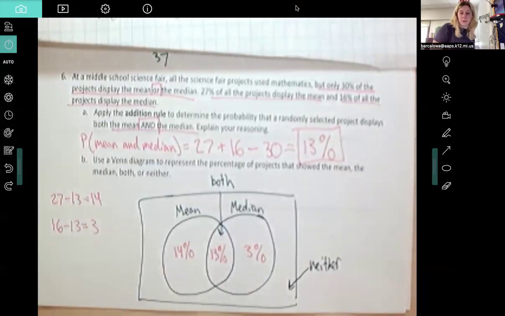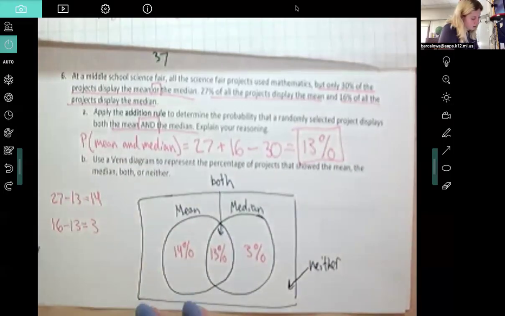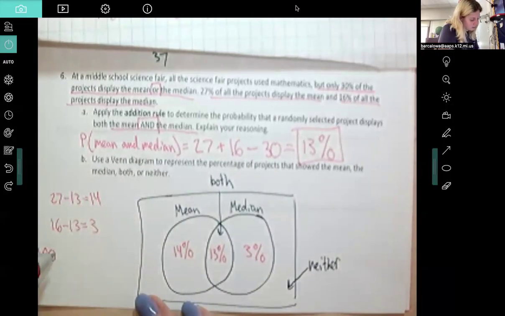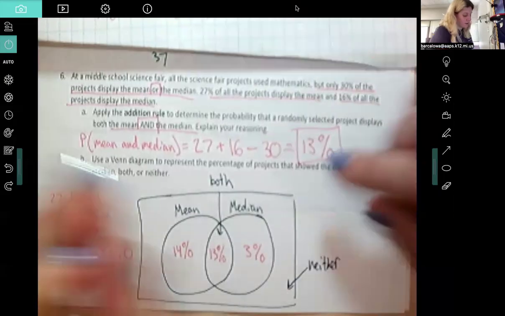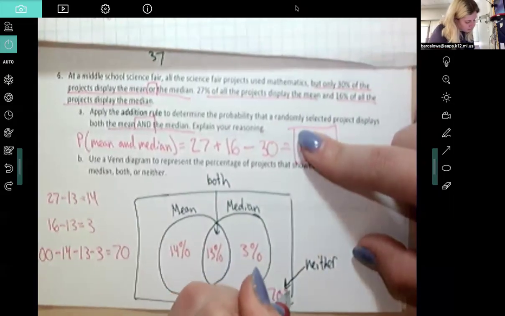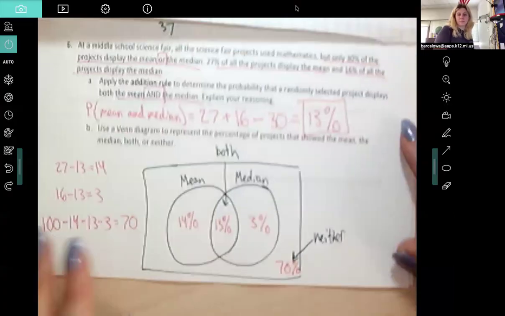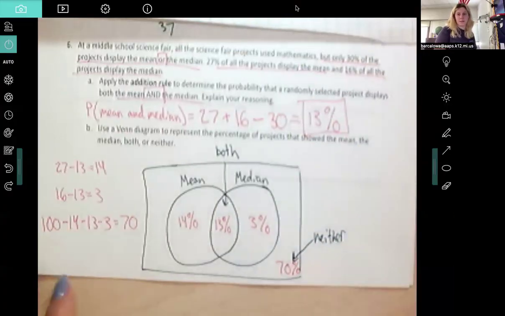And then we need to make sure we account for projects that display neither. So 100% of projects, right? Because 100% means everything. So minus 14, minus 13, minus 3. 70% displayed neither? Guys, I'm just kidding. This just says mathematics, not statistics.